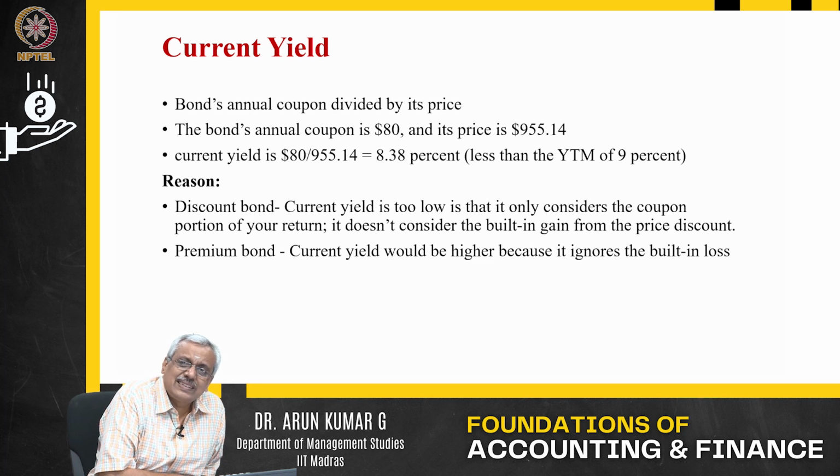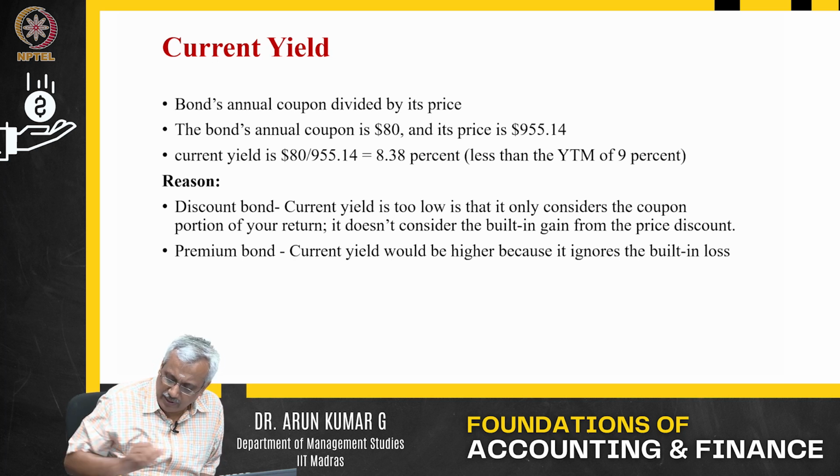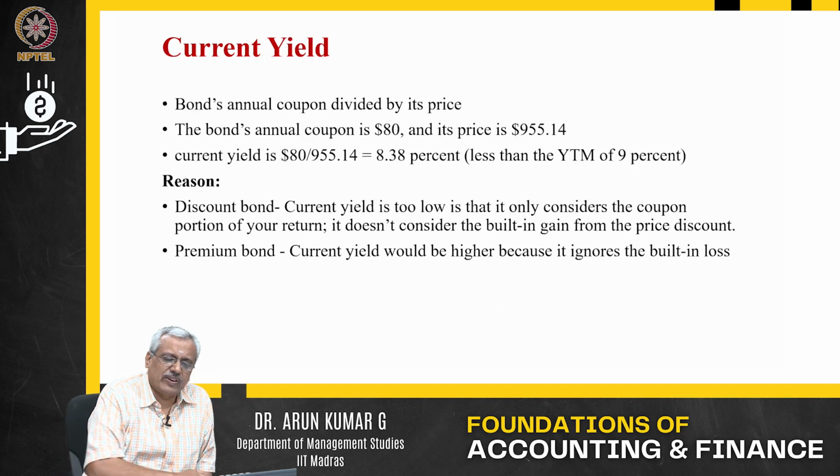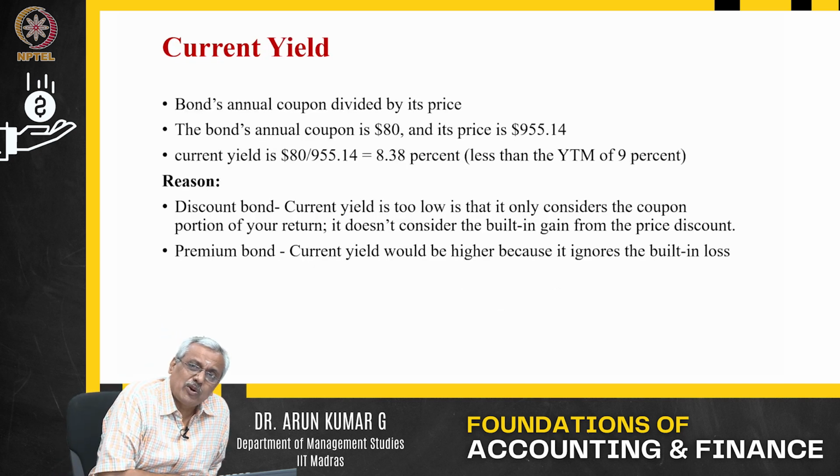The bond is selling in this case at 955.14. That is what we saw in the previous example. The bond is giving me a coupon of $80 every year. So what is the current yield?